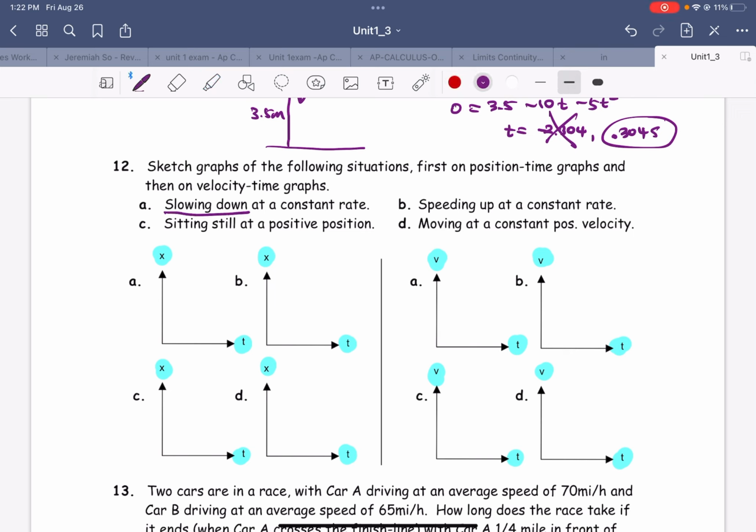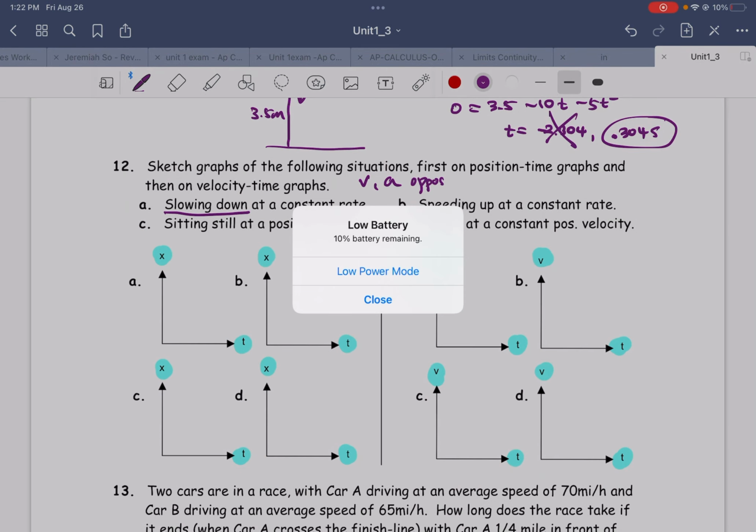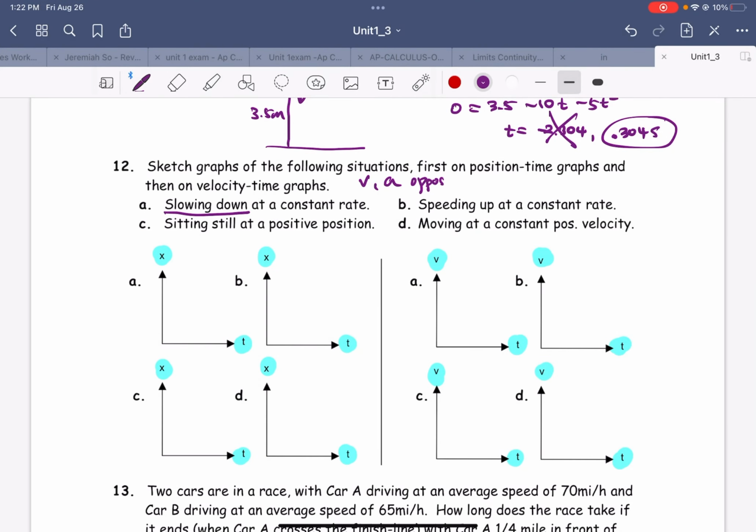Slowing down. What does slowing down mean? Remember, slowing down, your velocity and acceleration are opposite. They are opposite sign. Now, speeding up means the opposite: V and acceleration, they're the same sign. That's what speeding up means. All right, so let's draw it up.